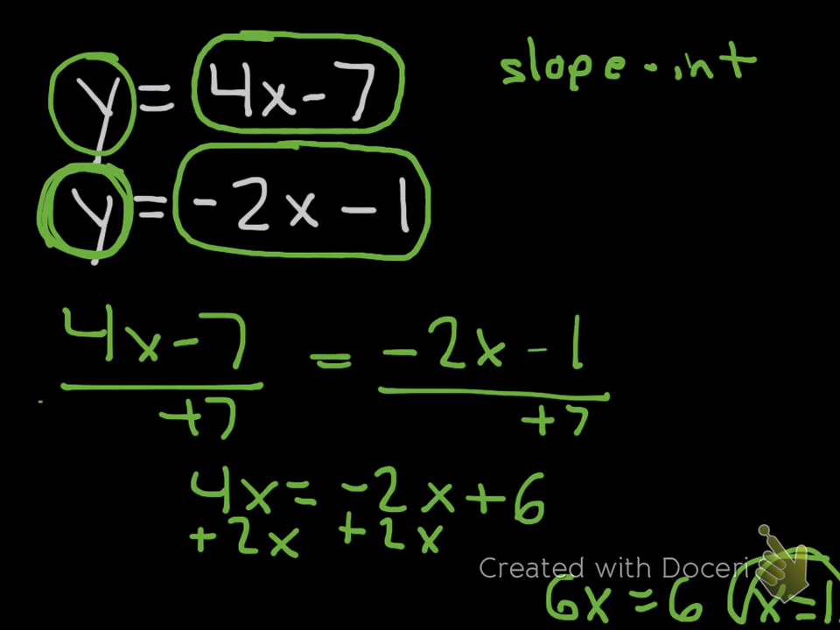So if we have x equals 1, now we want to figure out what y equals. The way I'm going to figure out what y equals is by plugging x equals 1 into either of the 2 equations. And you can pick either one. You'll get the same answer. I'm going to choose to plug it into this one.